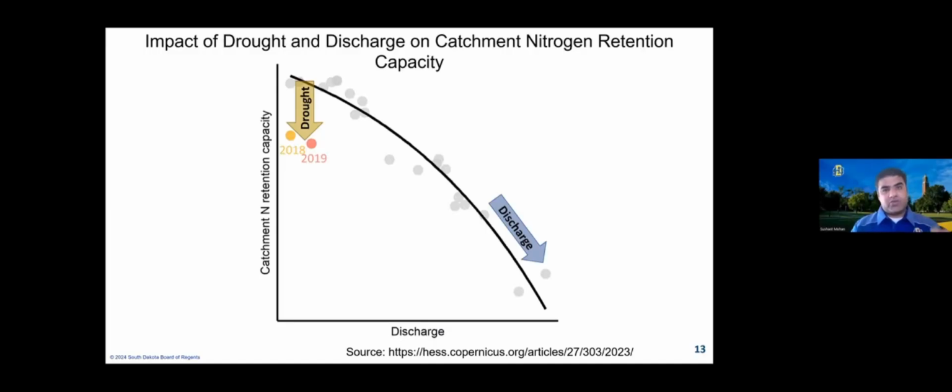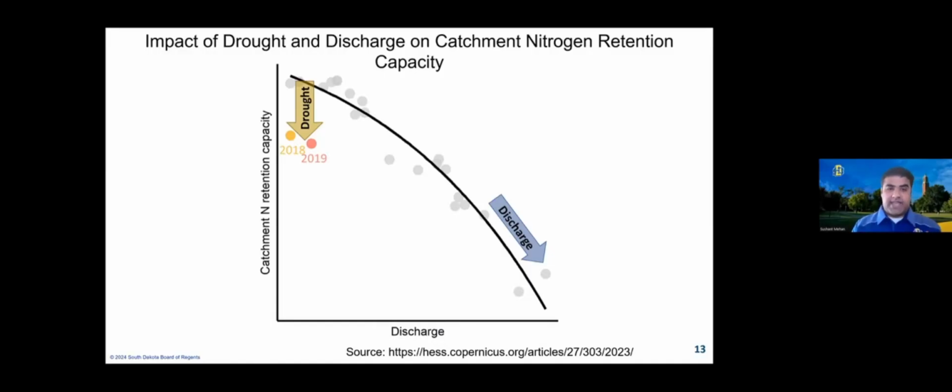The two highlighted points, 2018 and 19, fall on the left side of the curve, illustrating how drought conditions marked by even the low discharge are associated with a reduced nitrogen retention capacity. This suggests that during drought conditions, even though there is less water flowing through the system, the catchment's ability to retain nitrogen diminishes, which could lead to increased nitrogen losses during the post-drought recovery period.